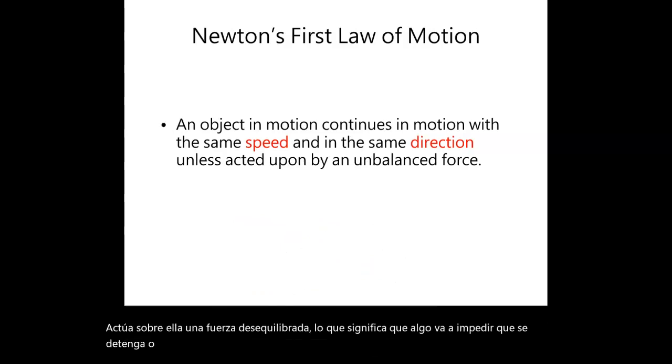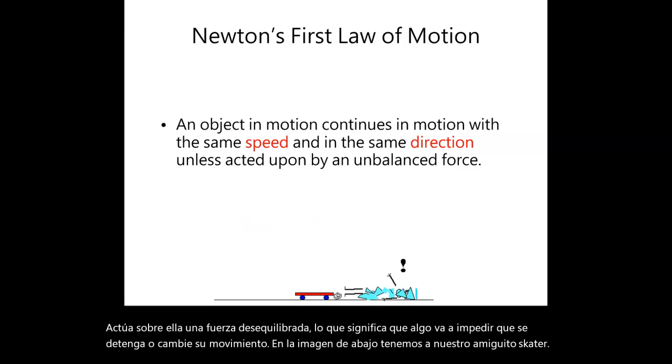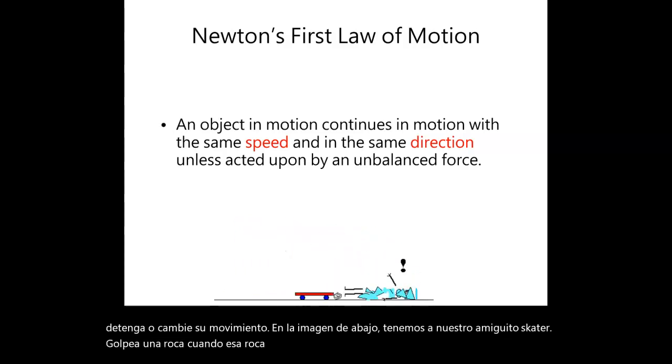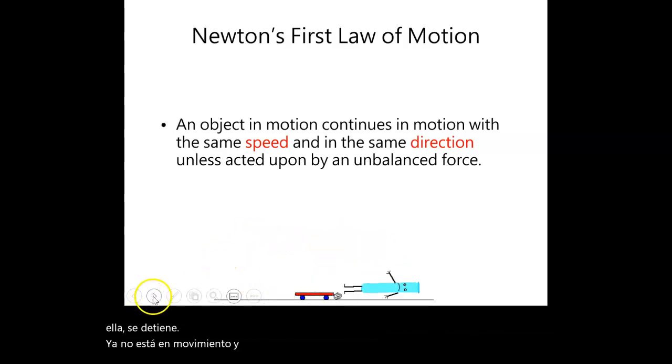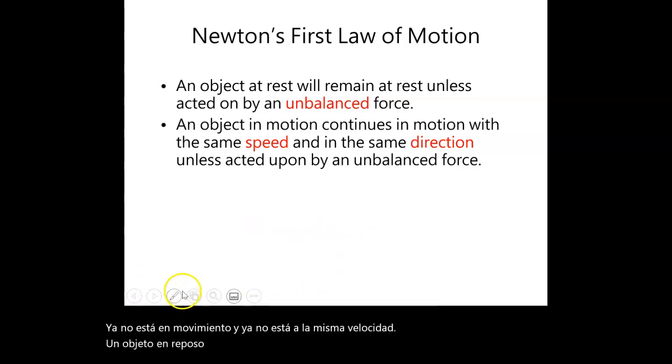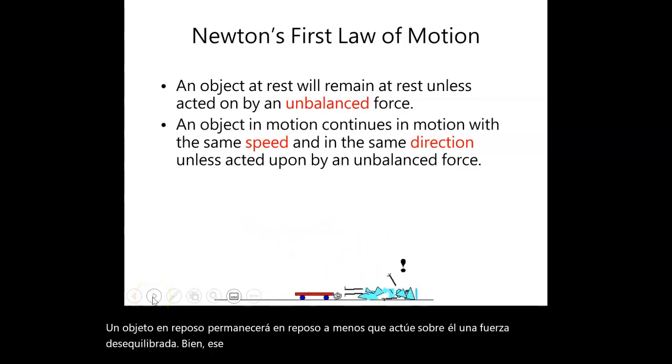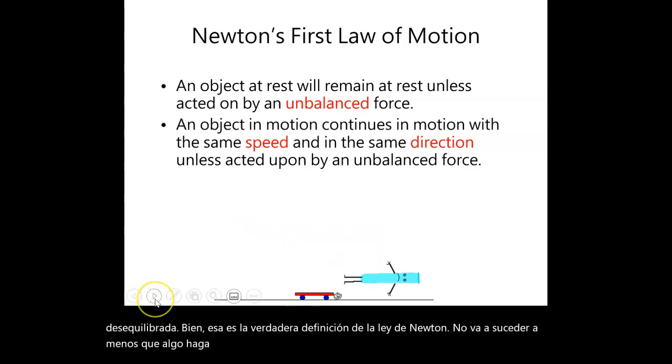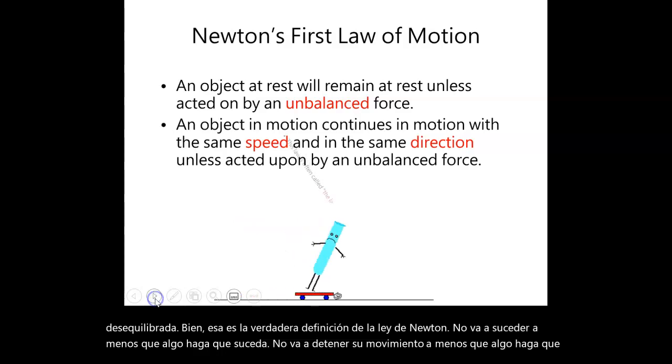In the image below, we have our skateboarding little friend. He hits a rock. That rock is the unbalanced force acting upon him, and he stops. He's no longer in motion and he's no longer at the same speed. An object at rest will remain at rest unless acted on by an unbalanced force. Okay, that is the true definition of Newton's law. It's not going to happen unless something causes it to happen. It's not going to stop its motion unless something causes it to stop its motion.